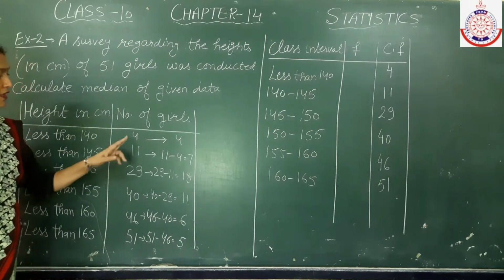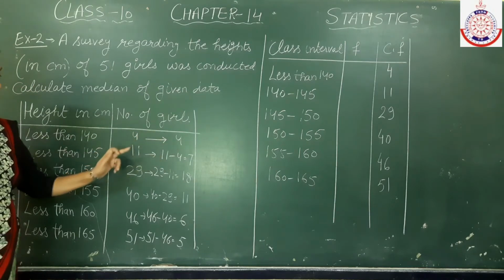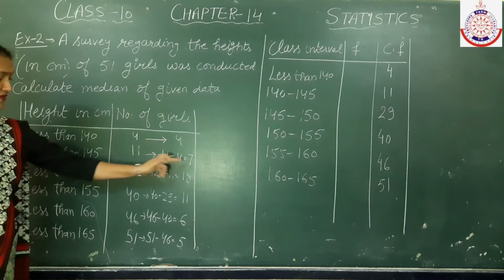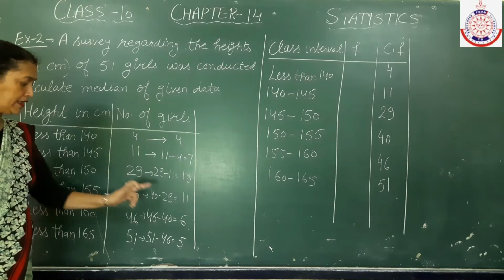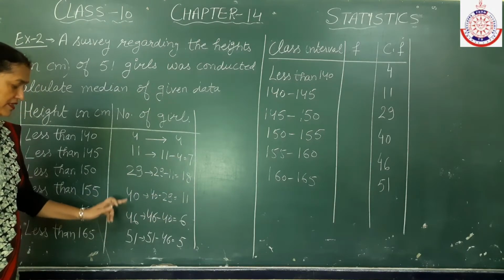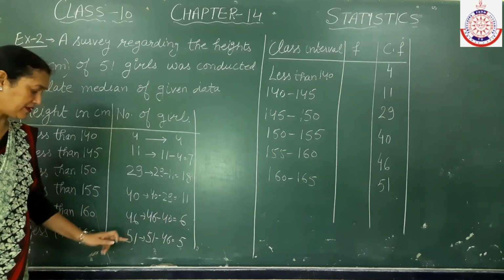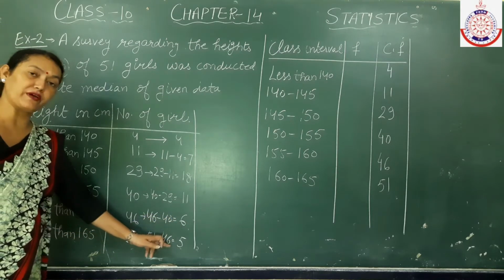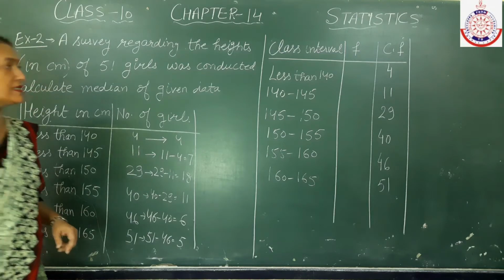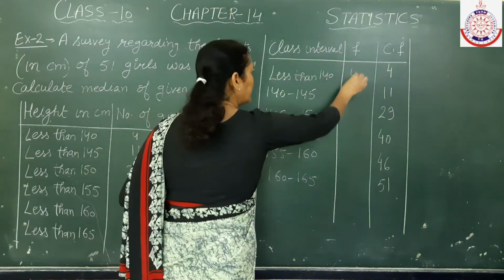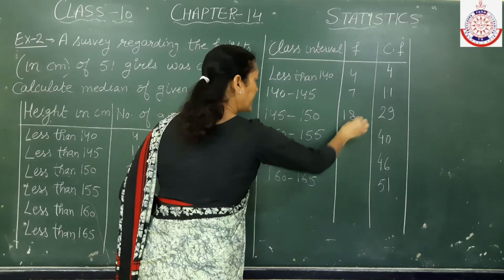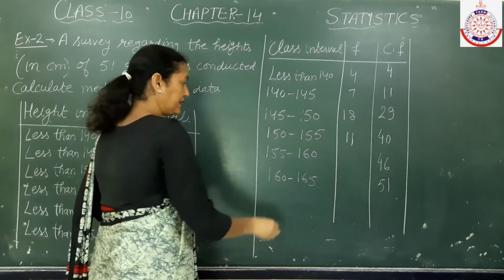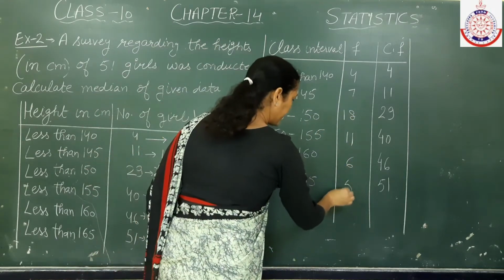You can see what I have done. First value is as it is, then 11 minus 4, 7. 29 minus 11, 18. 40 minus 29, 11. 46 minus 40, 6. 51 minus 46, 5. So we have obtained frequencies 4, 7, 18, 11, 6 and 5.